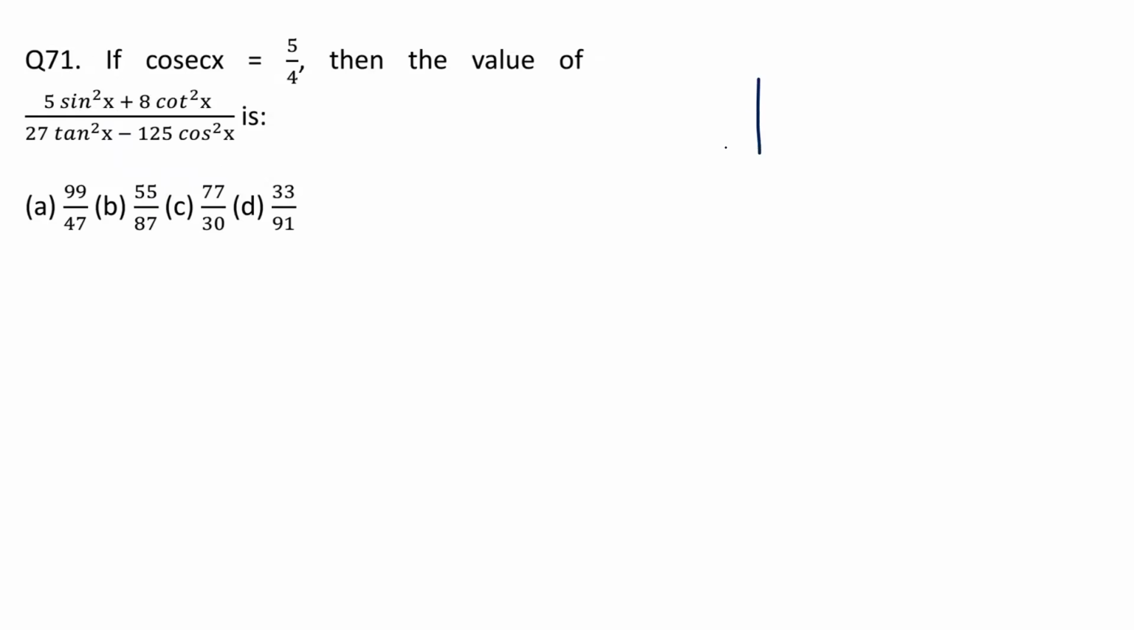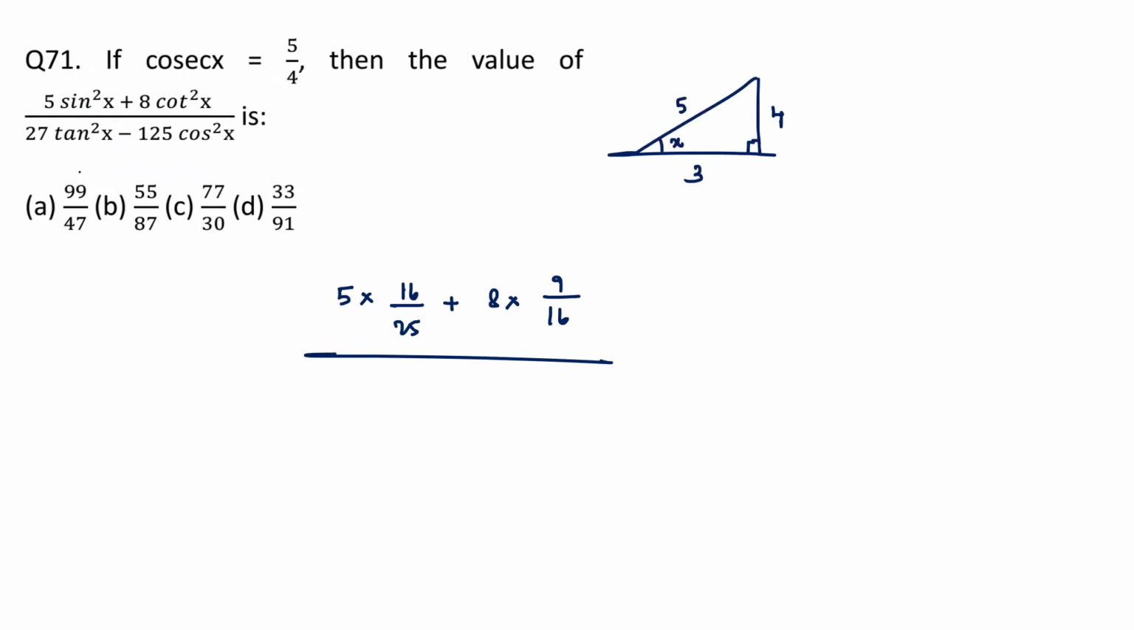Cosecant x, use the angle as x, hypotenuse by opposite. So adjacent becomes 3. Now sine is 4 by 5. Sine square is 16 by 25. Cot is 3 by 4, so square is 9 by 16. Tan is 4 by 3, therefore 16 by 9. Cos is 3 by 5. This is minus 9 by 25.